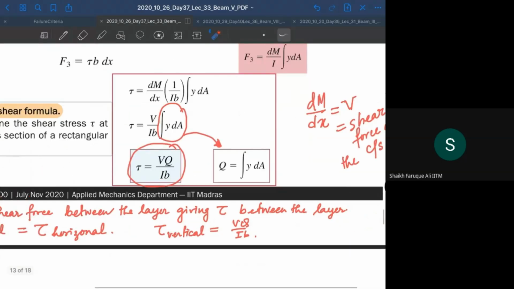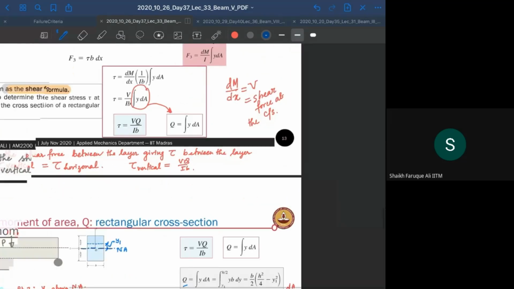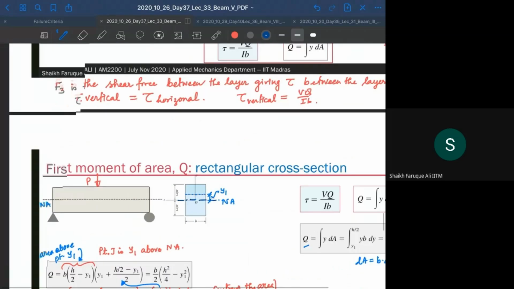So, first moment of area. This is the shear stress formula, tau equal to VQ by Ib. You always have to remember this formula; you cannot forget it. It's called VQ by Ib, where V is the shear force acting at the cross section, I is the second moment of area, b is the width, and Q is the first moment of area above the section that we're considering. Okay, that's how it is calculated.